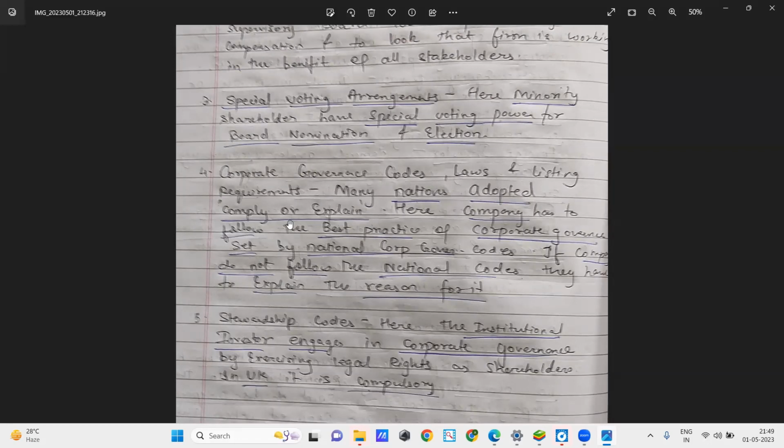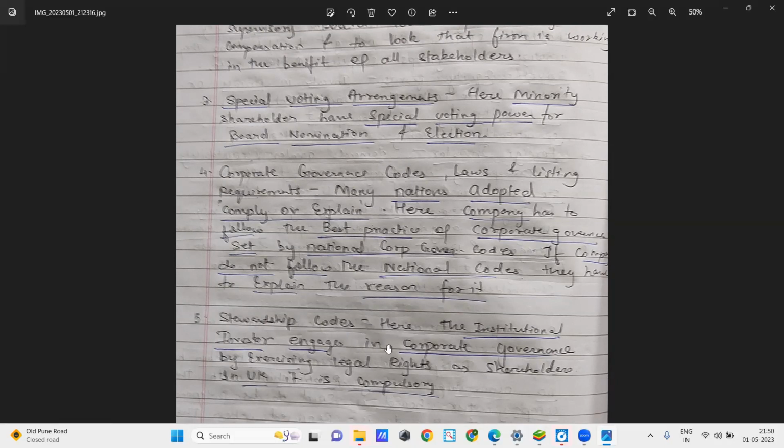Fourth one is corporate governance codes, laws and listing requirements. Many nations have adopted "comply or explain". The countries have made it compulsory for firms to comply with the best practices of corporate governance. If the company is not fulfilling these, they have to explain why they are not fulfilling these corporate governance rules.